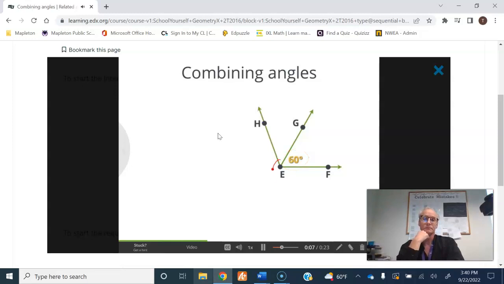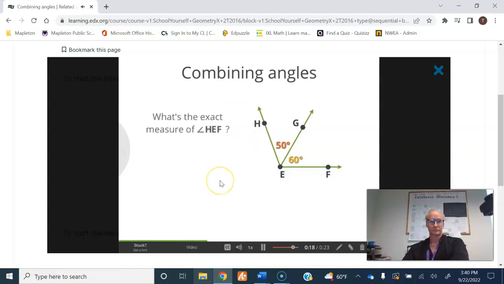Let's draw a ray that also starts at point E and goes through a point H. And suppose this new angle, HEG, measures 50 degrees. See if you can use this information to find the exact measure of angle HEF, which is this angle here. Okay, so we are going to add these two angles. It goes to 60, and then 50 more makes 110, of course. Excellent! You added these two angles together. So the measure of angle HEF is 50 degrees plus 60 degrees, or 110 degrees.